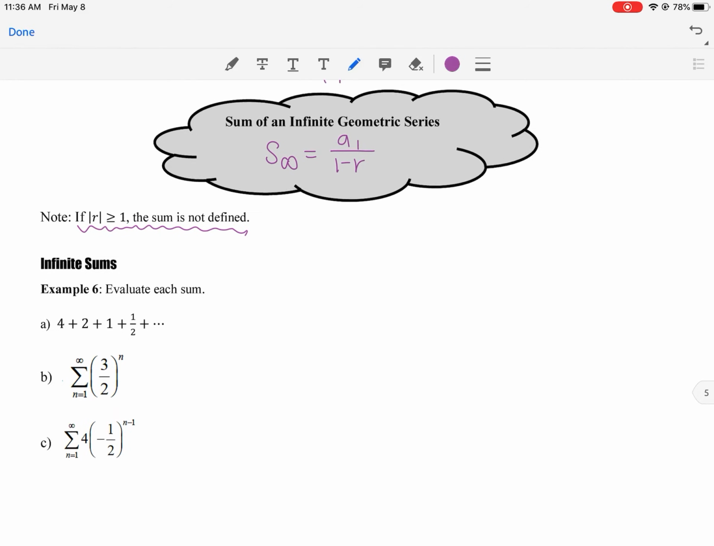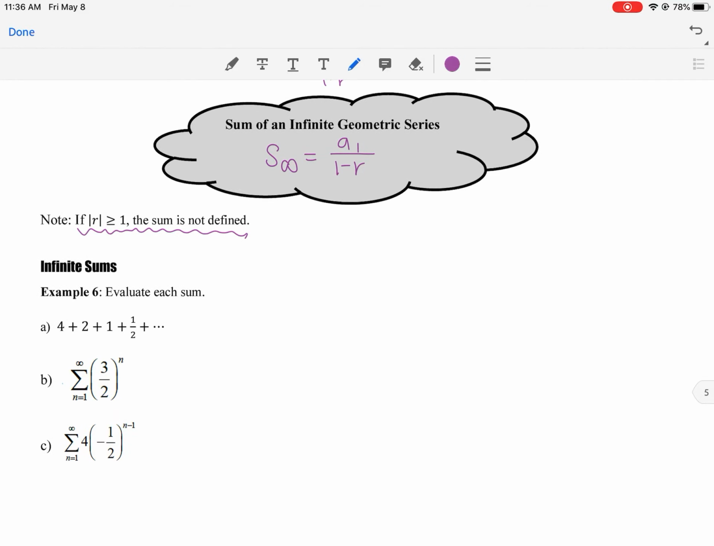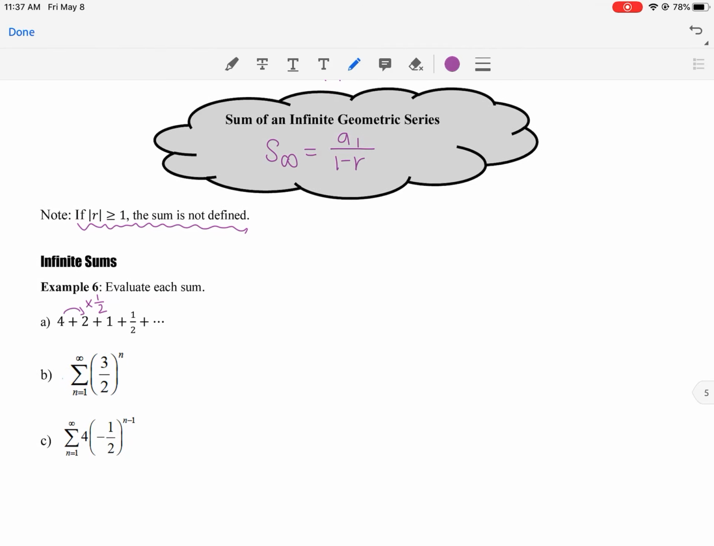Okay, so let's look at these ones. So here we've got 4 times 1 half. So your ratio is, we're multiplying by a half. So remember, dividing by 2, we're always going to talk about multiplication for our ratio, so that's going to be a half. So our sum to infinity is going to be our first term, which is 4, all over 1 minus a half. So we're going to have 4 over a half, so we get 8.